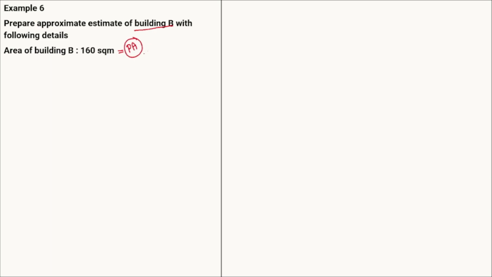If it is mentioned as a carpet area, in that case we have to convert it into the plinth area. If it is not given whether it is a plinth area or a carpet area, then we assume that whatever area is given is the plinth area. Okay, next, the plinth area rate is given as 6500 rupees per meter square. Next, the height of the building A. Okay, building B is obviously the proposed building.